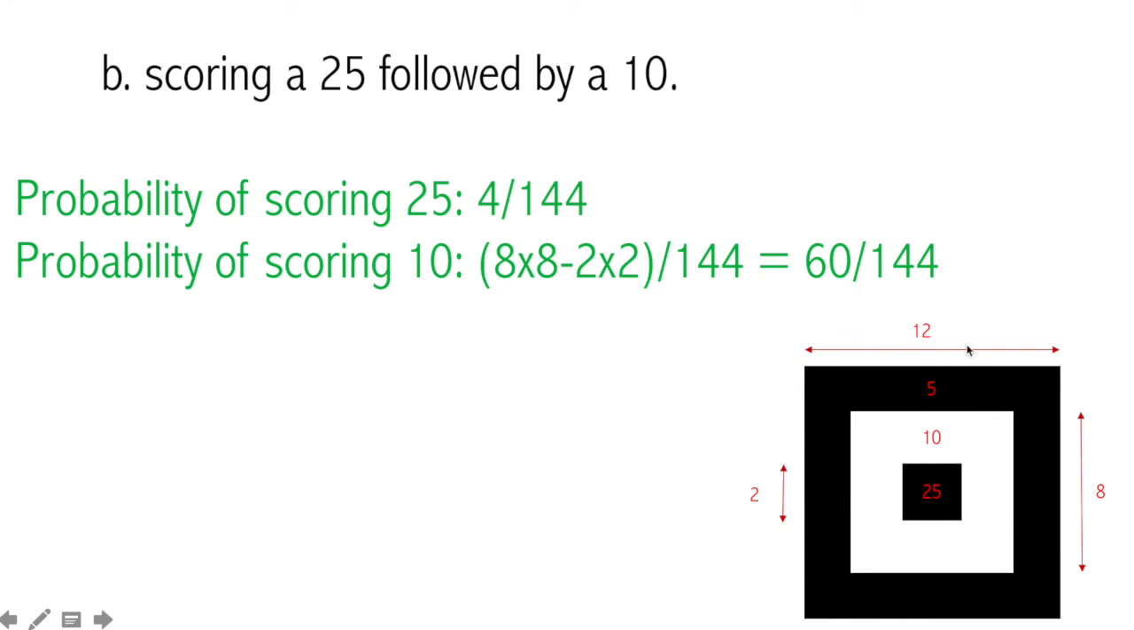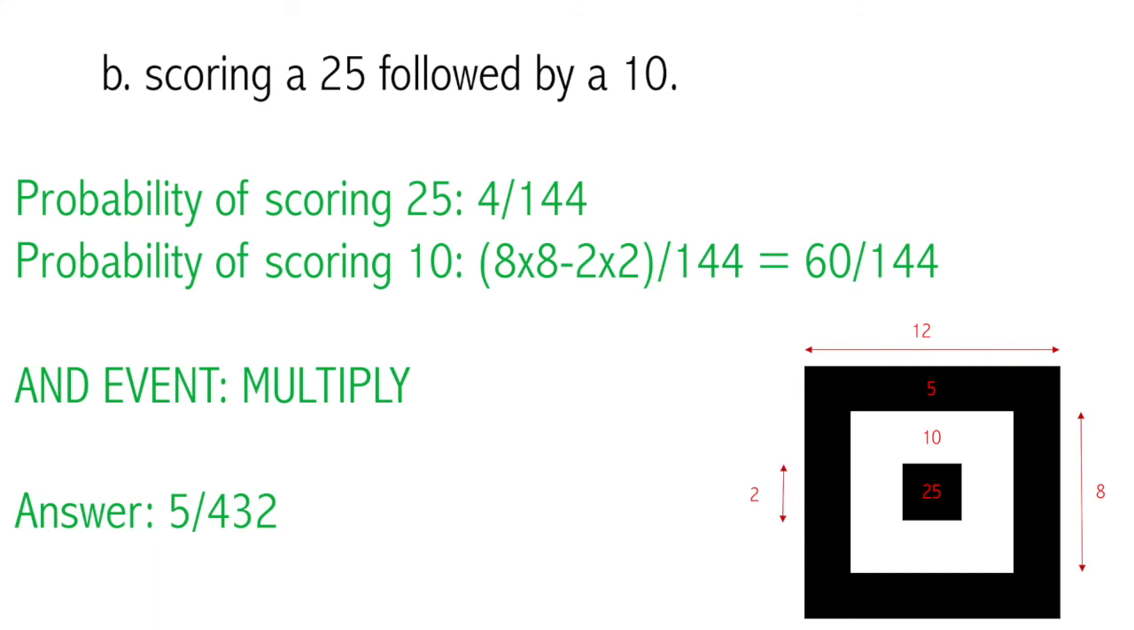Now this is an AND event. So we multiply these probabilities together, and that gives us a simplified answer of 5 divided by 432. 5 by 432.